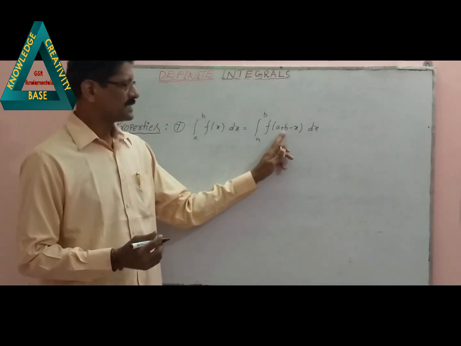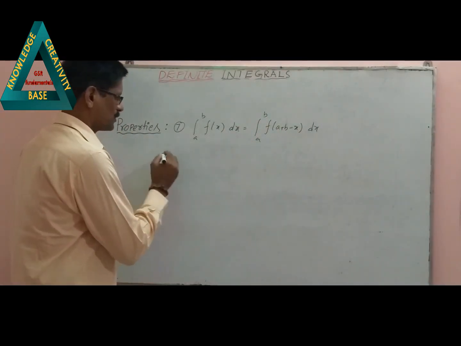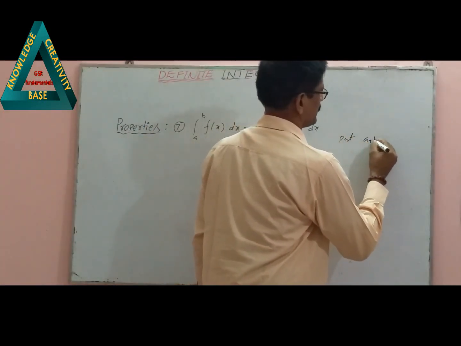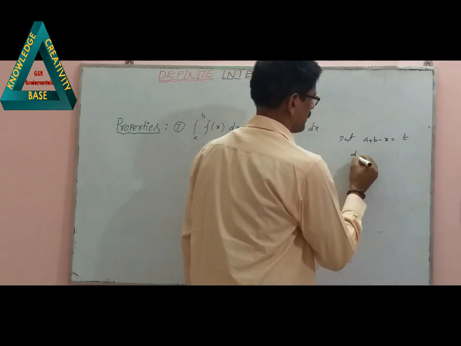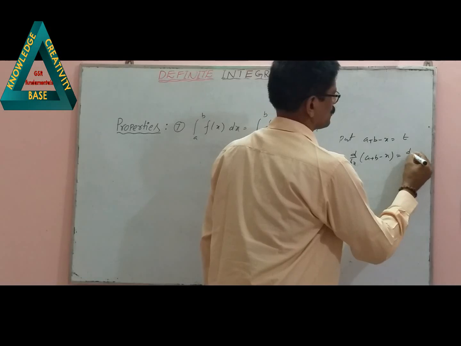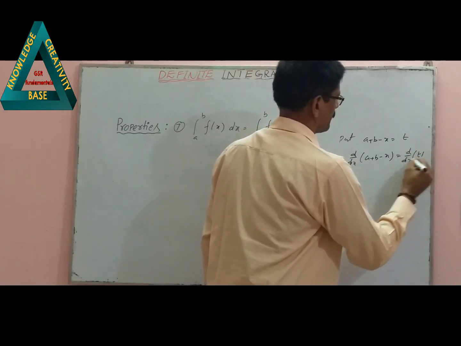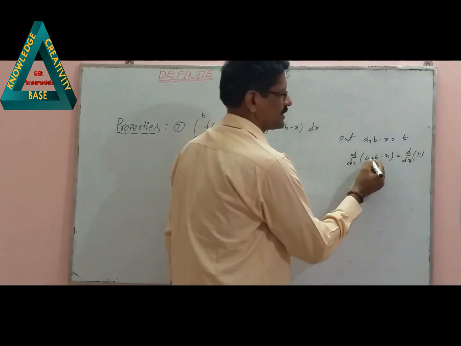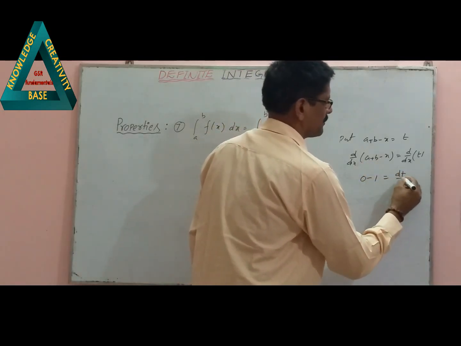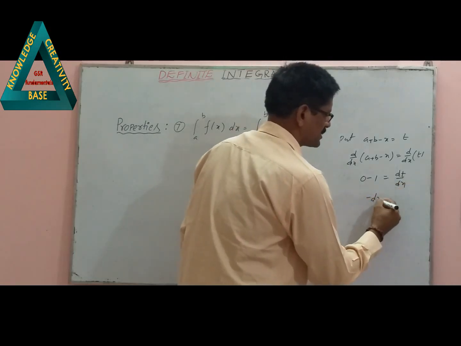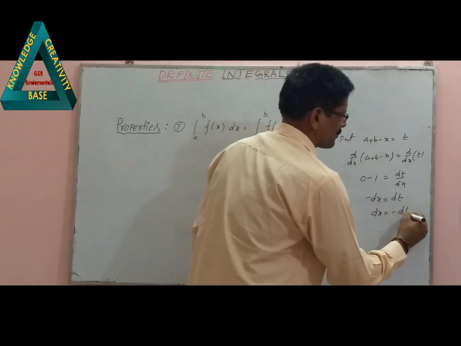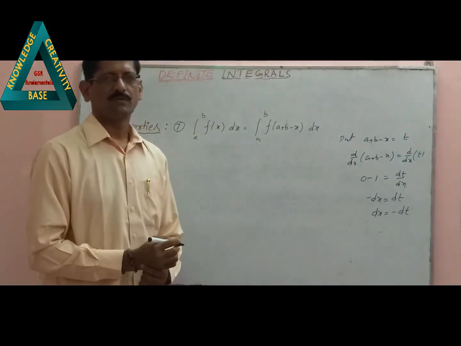Put a plus b minus x is equal to t. Differentiating on both sides, d by dx of a plus b minus x is equal to dt by dx. The differentiation of the constant a plus b is 0, minus 1, is equal to dt by dx. By cross multiplication, minus dx is equal to dt. So dx is equal to minus dt. Substitution is over. What are the limits?